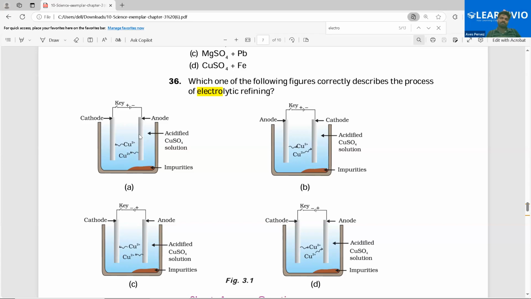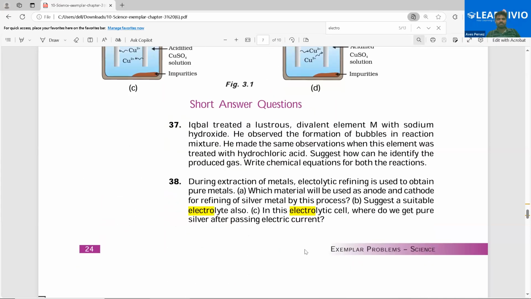No, it's okay. If you are placing anode over here and cathode over here, the movement of particles is also from anode to cathode. But the incorrect one is this one, that the anode mud should be below the anode, not below the cathode. And this one is correct. And why is D incorrect? D is incorrect because the Cu is not coming from the anode, it's going to the anode. Okay, very good.